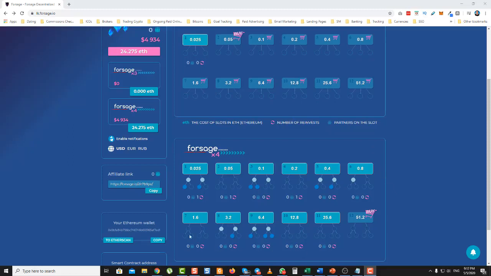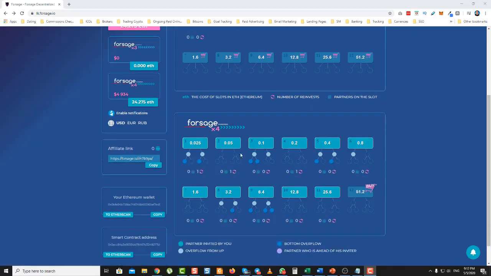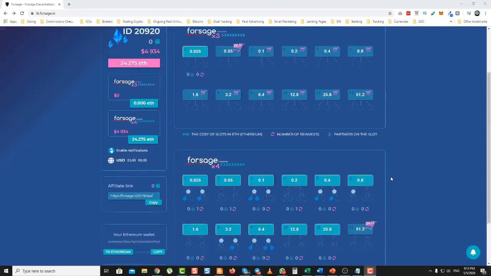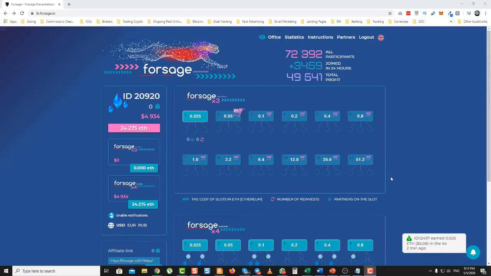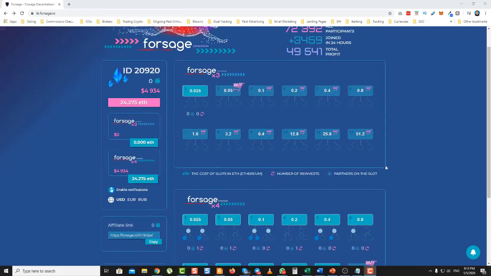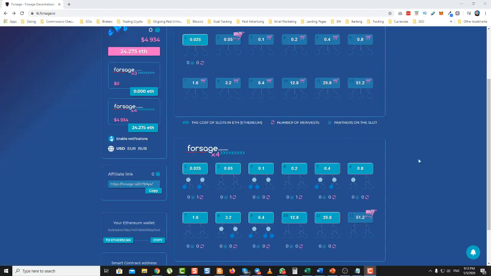And you can identify the spillover right here in Forsage X4 matrix as gray and blue circles. Okay, and he has a lot of these gray and blue circles that appear here and fill the matrix, and on each one of these spots, the spot number 3, 4, and 5, he earns directly into his wallet income. So I want to share with you exactly how it works. Isn't it exciting that you can actually generate income with this project, even if you don't refer anyone?